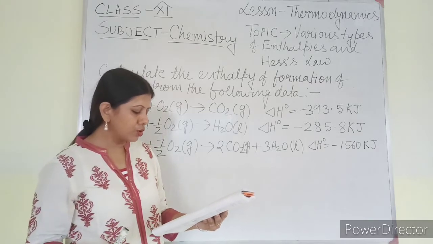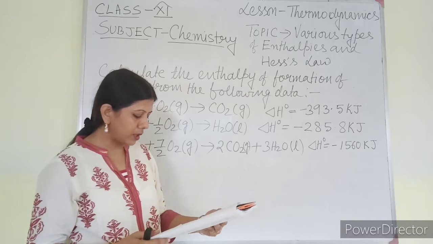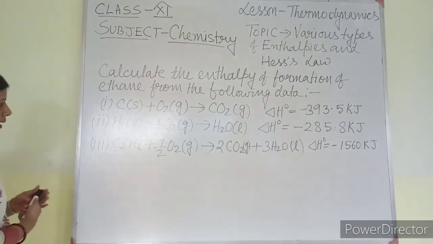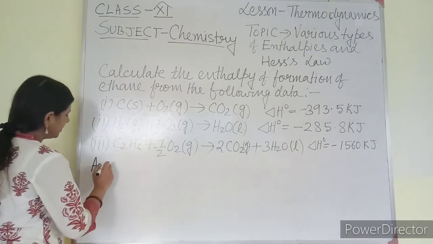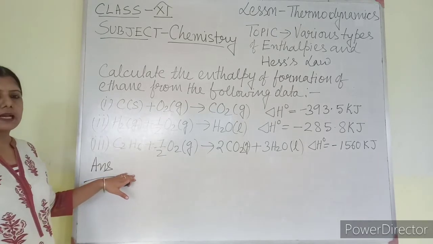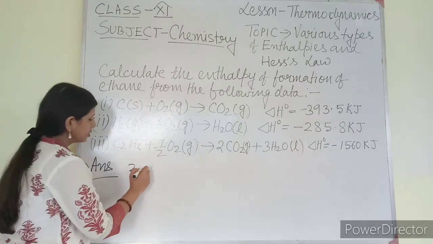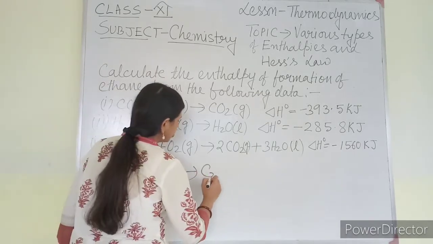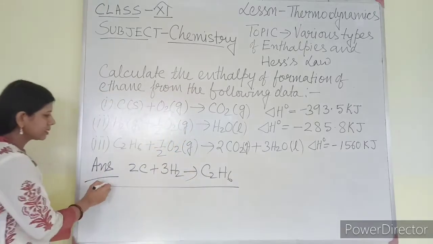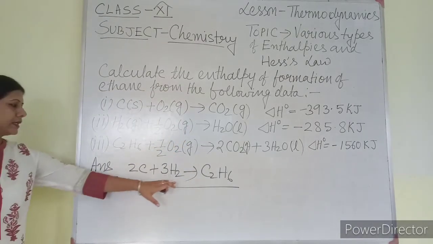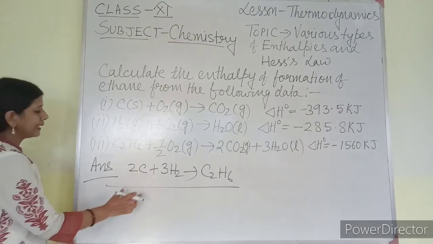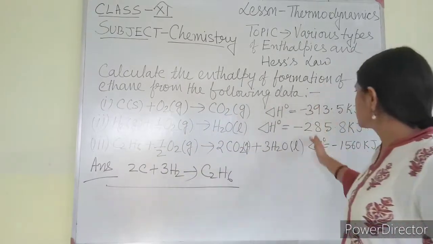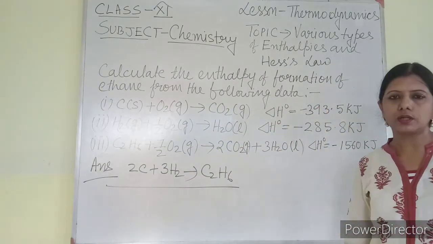Okay. So how to do it: first you have to find out what is the reaction for the formation of ethane. The required reaction for the formation of ethane is 2C plus 3H2 gives you C2H6. This is the formation of ethane. Ethane is C2H6. What is the enthalpy of this reaction, that you have to find out, and you have to use this data for finding the reaction.